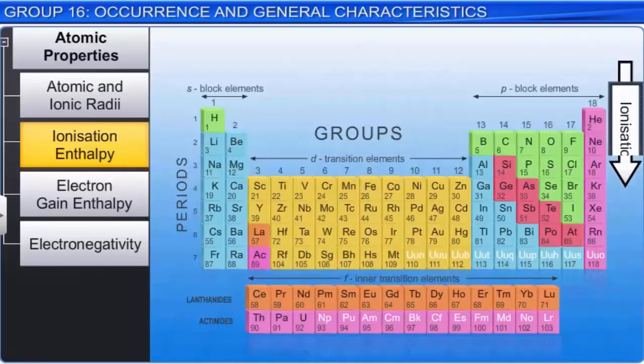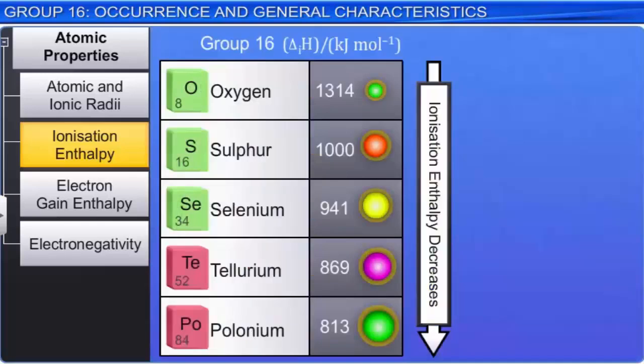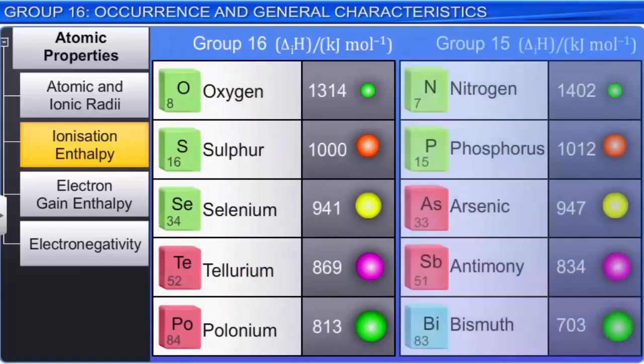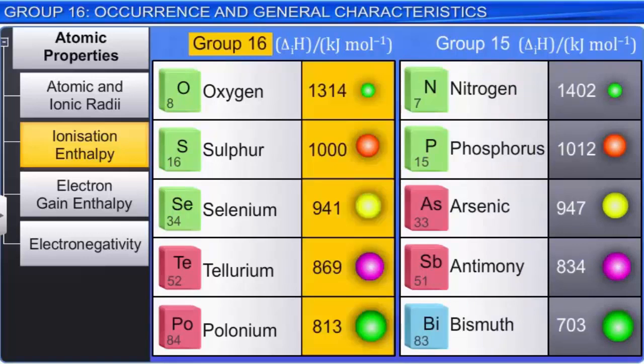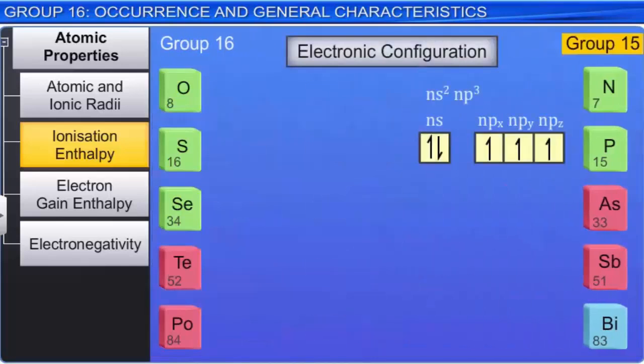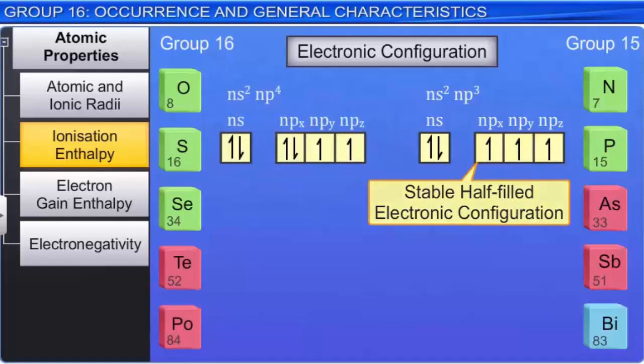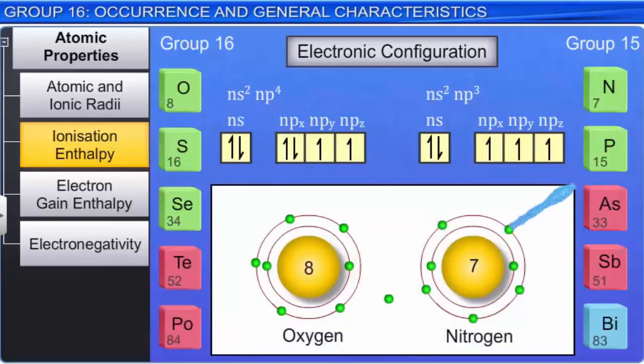You already know that as we move down a group, ionization enthalpy decreases with an increase in the size of the atom. In group 16 elements too, the ionization enthalpy decreases with an increase in the size of the atom from oxygen to polonium. However, note that the elements of this group have lower values of ionization enthalpy than that of group 15 elements. This is because group 15 elements have a stable half-filled p subshell in their valence shell. Due to the extra stability of their half-filled configuration, more energy is required to remove electrons compared to group 16 elements.